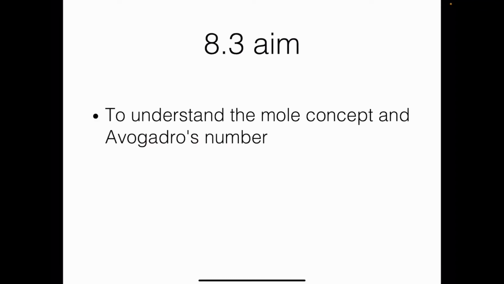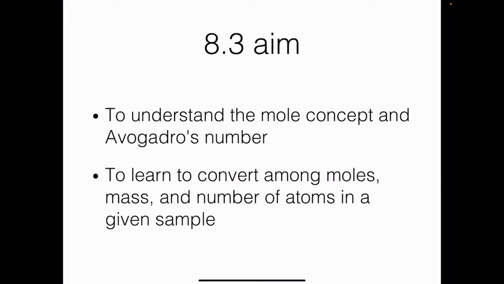So in 8.3, we have two different aims. Our first aim is to understand the mole concept and Avogadro's number. And the second aim is to learn to convert among moles, mass, and number of atoms in a given sample. If you have done well with conversion up to this point, this is just introducing another equivalent statement, which turns into another conversion factor for you.